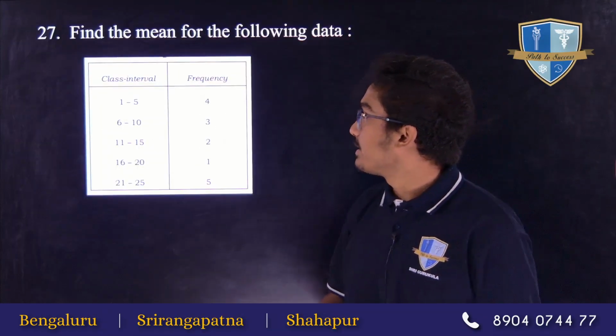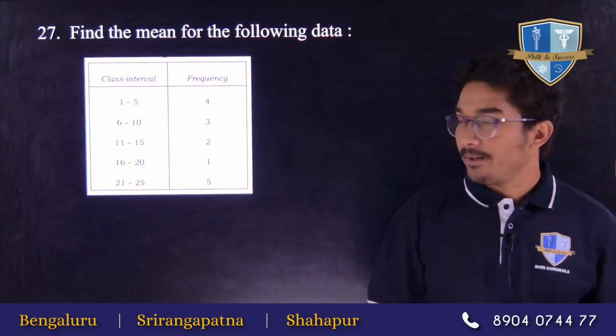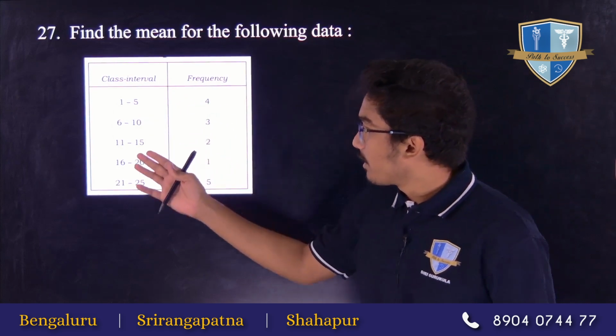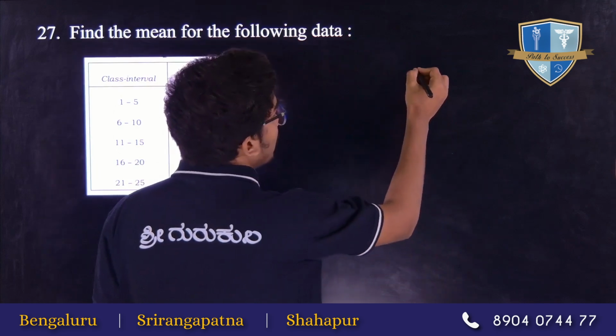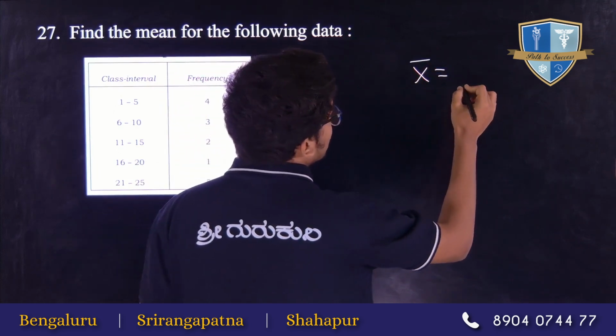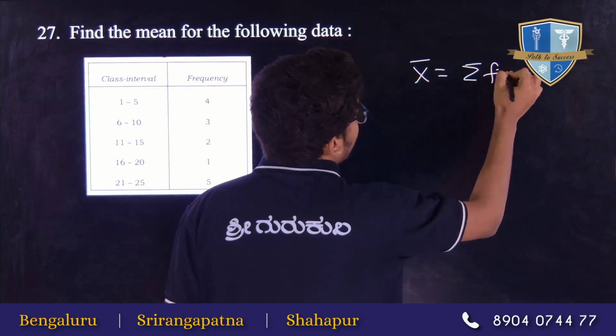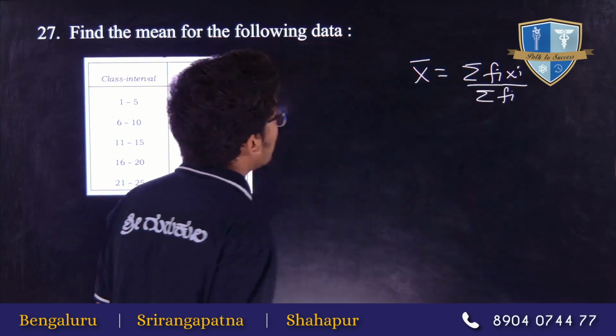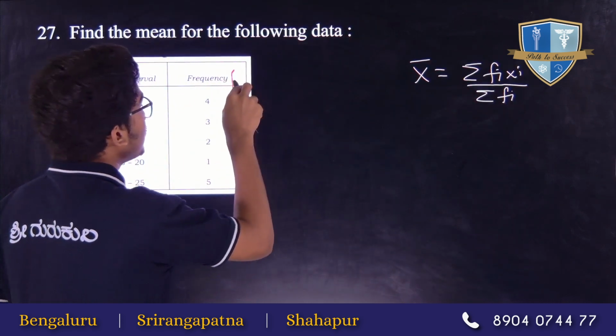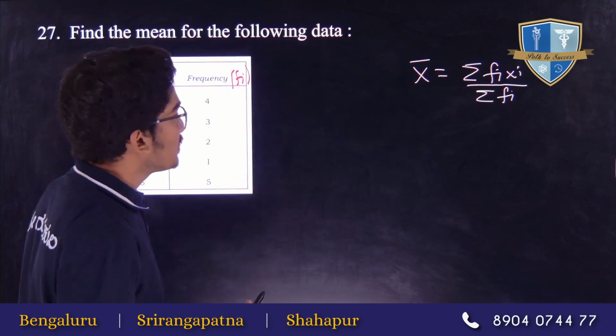So today's question is to find the mean of the following data. In this, we have a class interval and a frequency. To find the mean, the formula we know is x bar equals summation fi xi divided by summation fi. So here we have fi, that is our frequency. We are supposed to find xi.